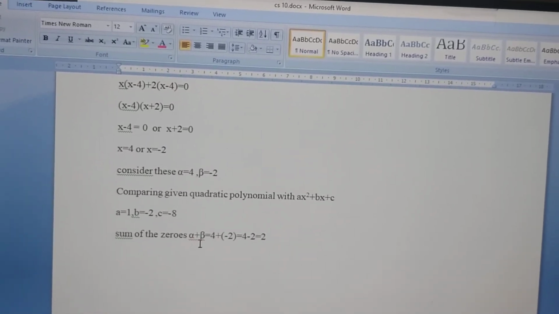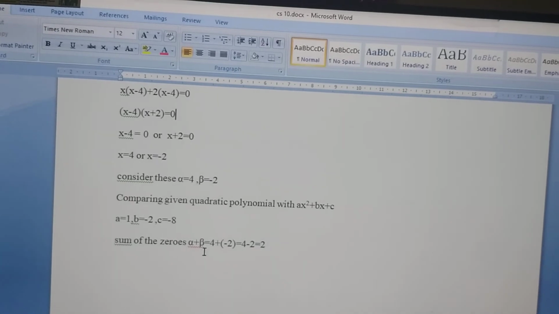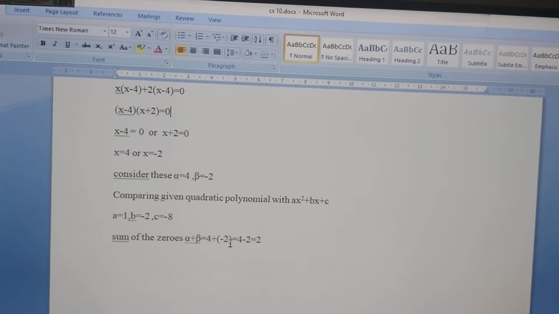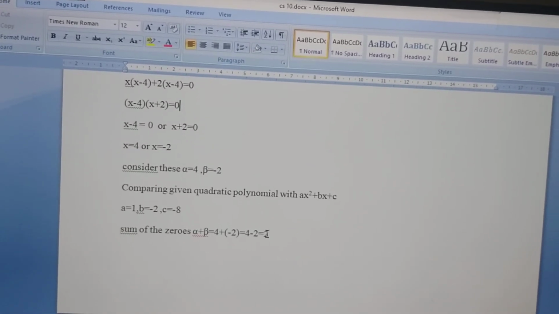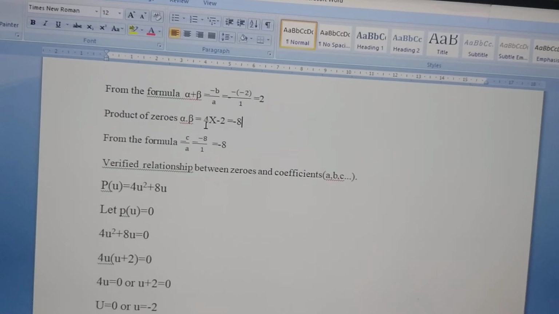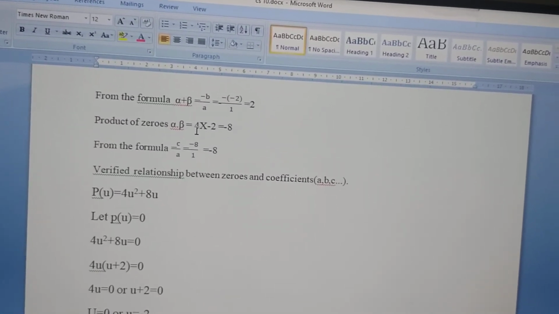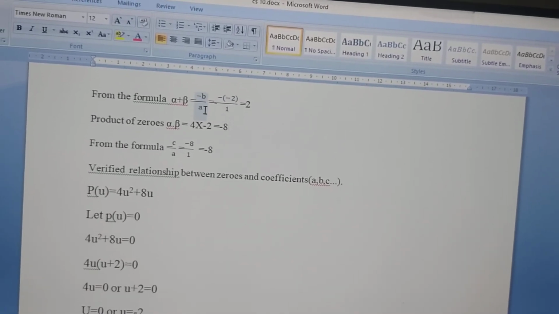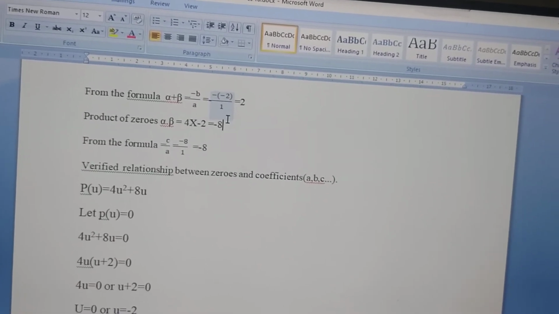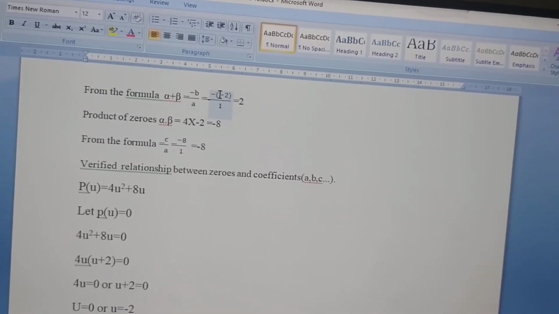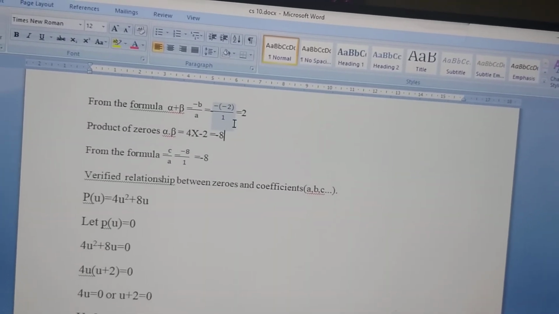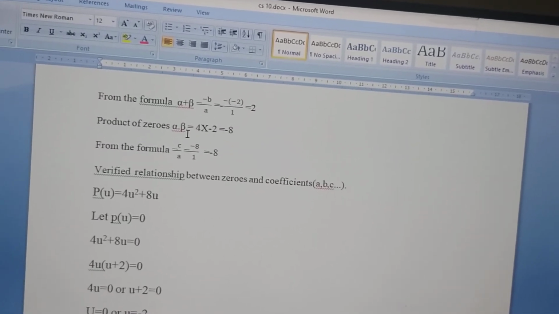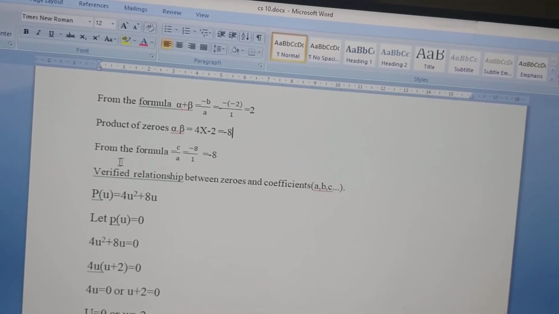Sum of the zeros: we already got alpha value 4 and beta value minus 2. Sum of zeros means we are adding those two zeros, 4 plus minus 2 equals 2. So we got sum of zeros 2. According to the formula, sum of the zeros alpha plus beta equals minus b by a. Minus b is the x coefficient, by the x square coefficient: minus b value minus 2 by a value 1. Substituting, we get 2.